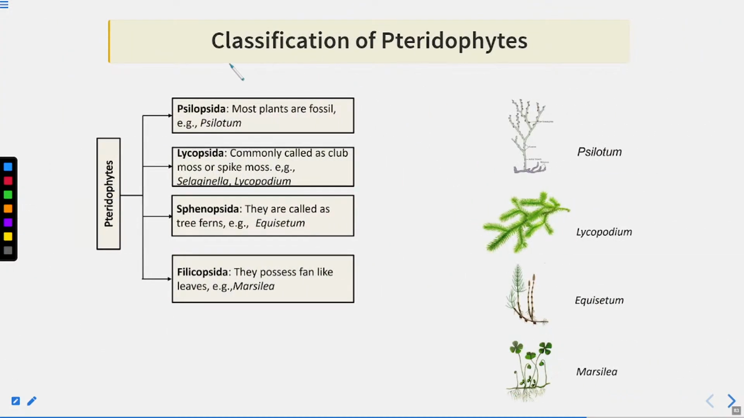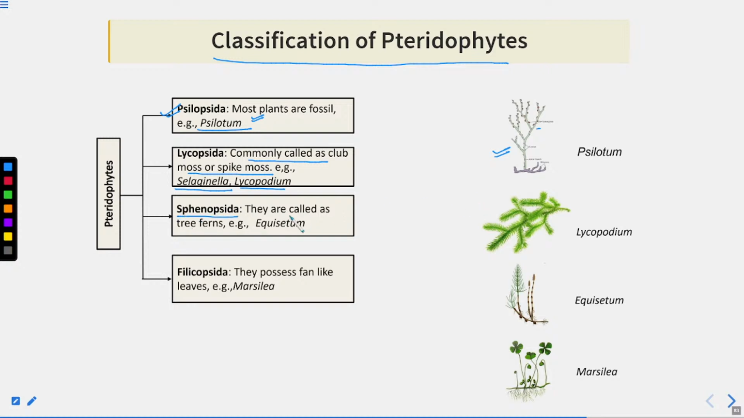So here comes the classification of pteridophytes. We can see Psilopsida, a class having fossil-like plants, right? Psilotum is an example; you can see here, no leaf-like structure is there, and the stem is green, that is photosynthetic. Lycopsida, commonly called club moss or spike moss. Selaginella and Lycopodium are the examples.